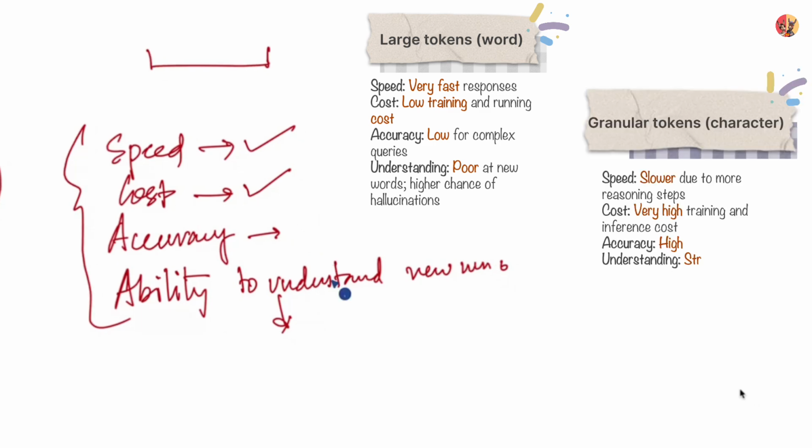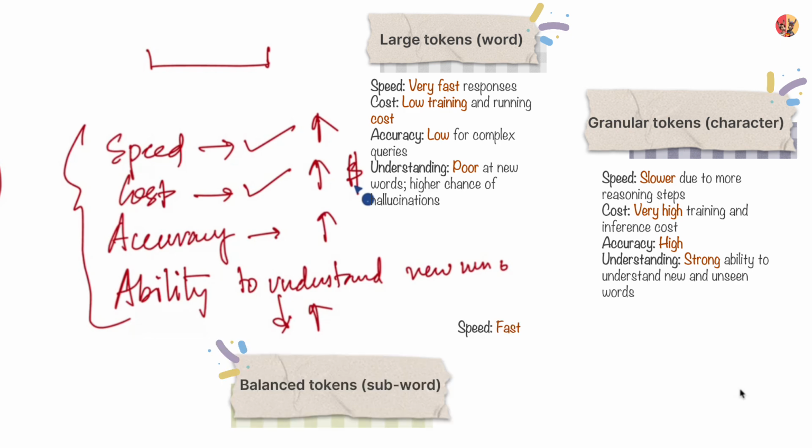On the flip side, let's say you have defined tokens at a very granular level. Then your cost to train will be pretty high, and your latency will also increase when the user queries, because it will reason more. Your accuracy will definitely improve, and your ability to understand new things will increase. But again, you will be spending a massive amount of dollars just to train it and to run it.